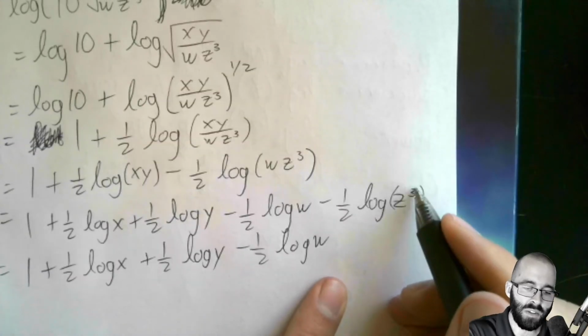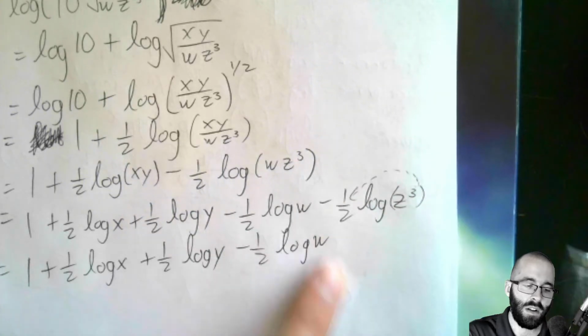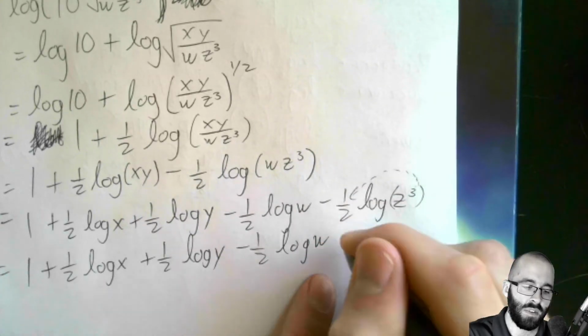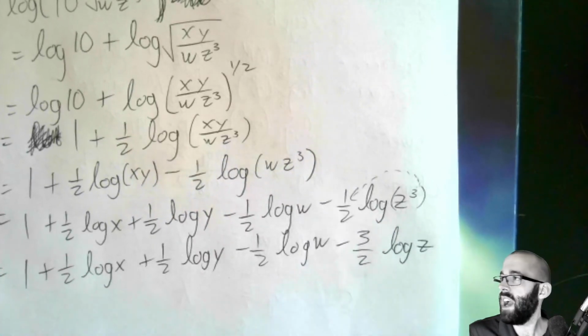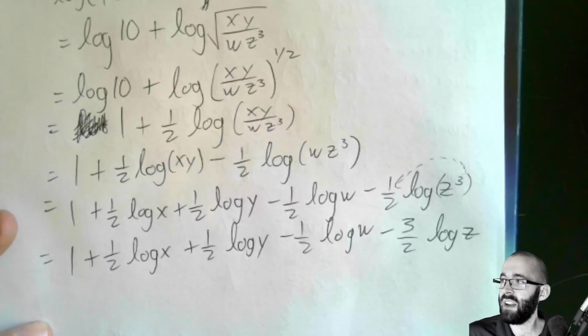Now we use the power rule. This 3 goes up. 3 times 1/2 is 3/2 log of z. And we have fully expanded out this logarithm.